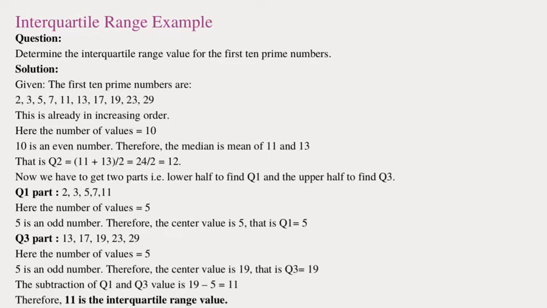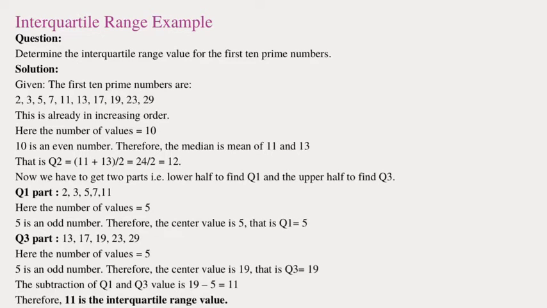find Q3. The Q1 part is 2, 3, 5, 7, 11. Here the number of values is 5. 5 is an odd number, therefore the central value is 5. That is, Q1 is 5.